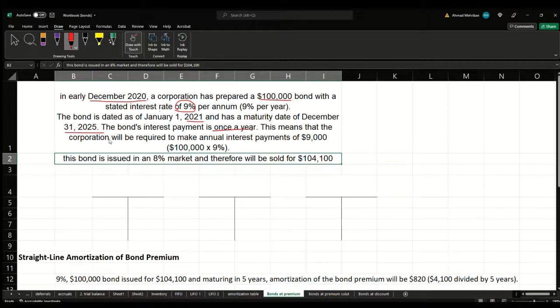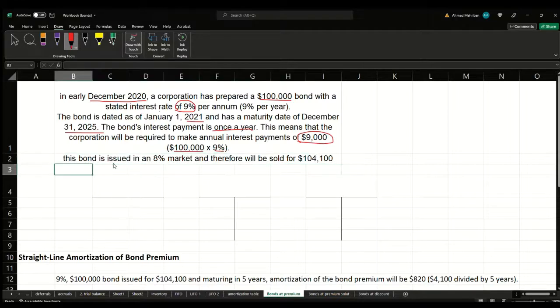This means that the corporation will be required to make annual interest payments of $9,000, which is calculated as $100,000 multiplied by 9%. Now, here's what we assume. We assume that this bond is issued in an 8% market rate and therefore will be sold at premium, which is $104,100. So here's what's going to happen.